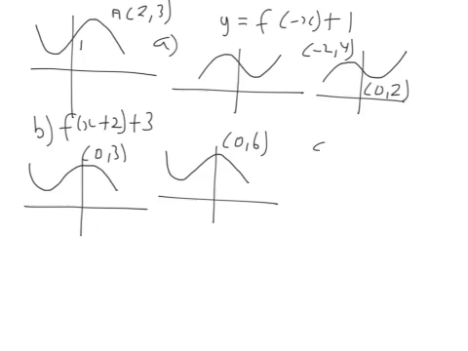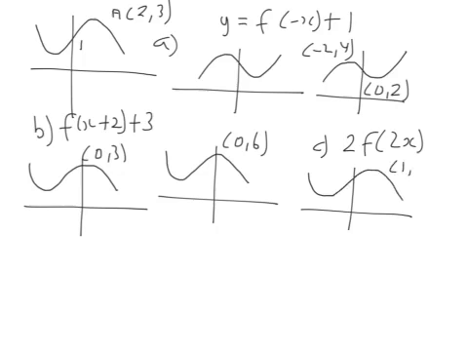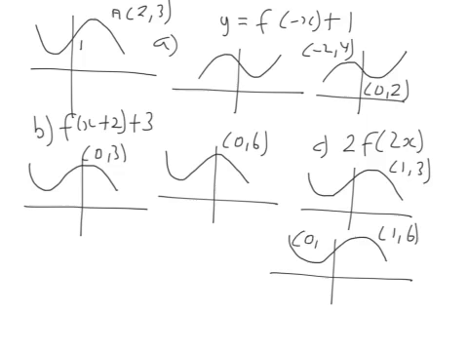And in part C, we've got 2f of 2x. So firstly, let's do f of 2x, that squashes it all together. So instead of being at 2, 3, it's at 1, 3. But then the whole graph is stretched by a scale factor of 2 in the y direction. So this point here becomes 1, 6. And then this point here, which was at 0, 1, that has now been stretched scale factor 2, so now it's 0, 2.